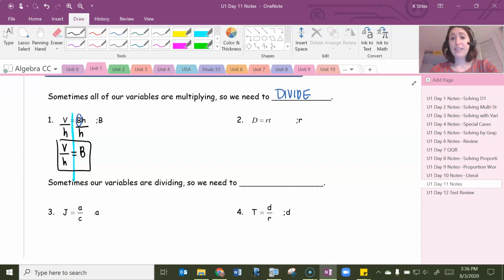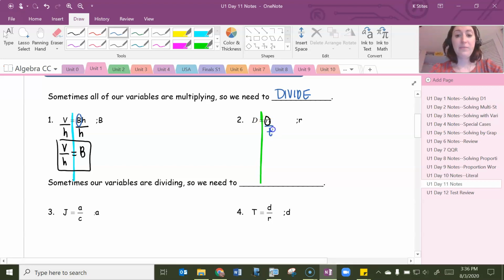Okay, and that's it. For number two, same sort of thing. You're solving for r. So I'm going to circle it. What's with the r? T. How to get rid of the t? You divide it. Okay, so that's just d over t equals r. And that's the whole thing.